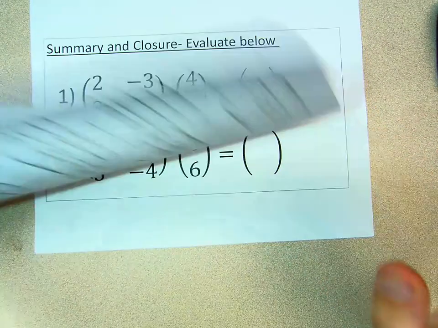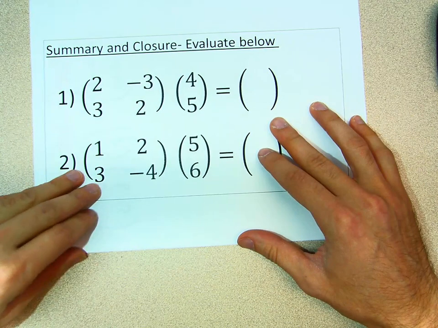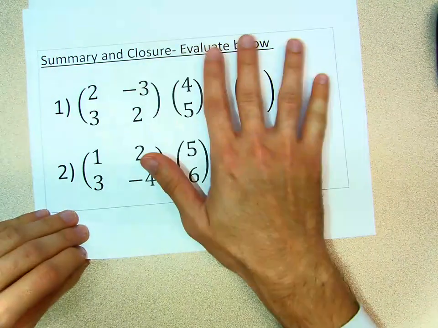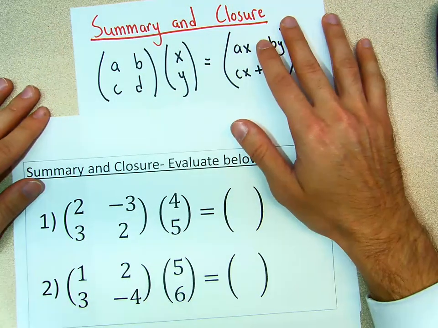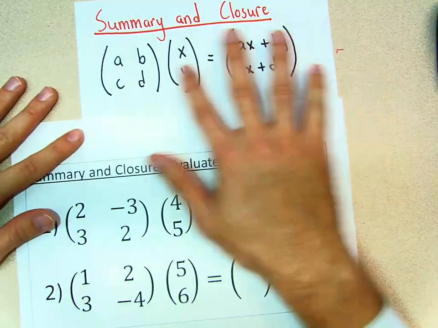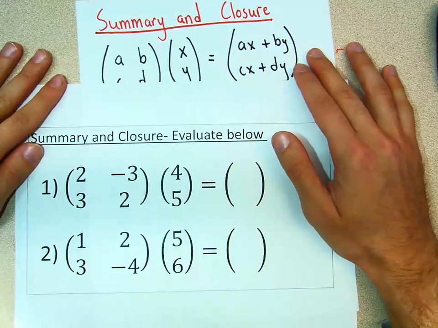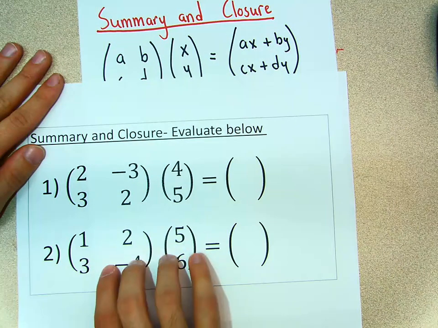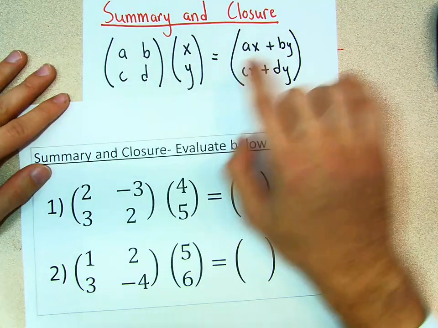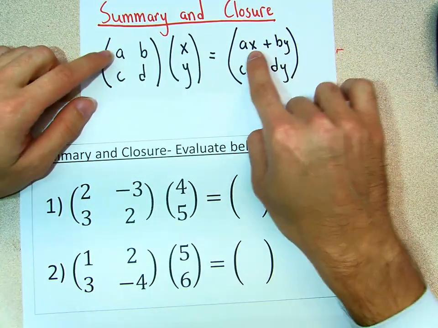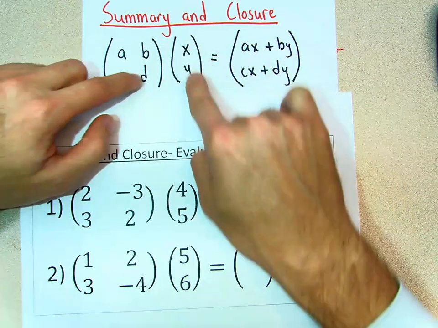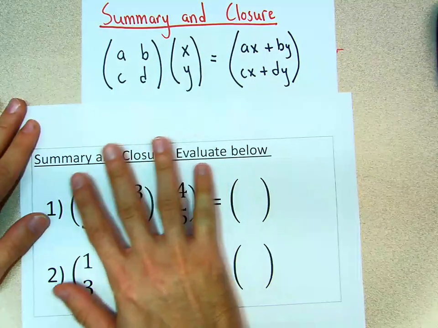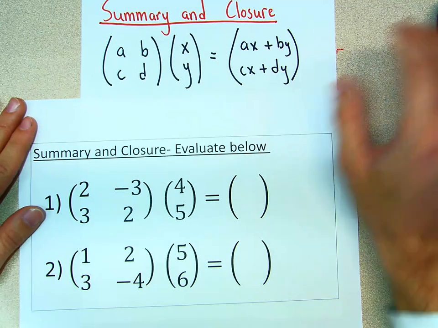And what I'd like you to do is, let's try and create a summary and closure using this idea of matrix multiplication. What I want you to do is try and multiply these matrices using this rhythm, right? Doing a times x, b times y, c times x plus d times y. And then just have this down, and then we'll go over it together. Okay?